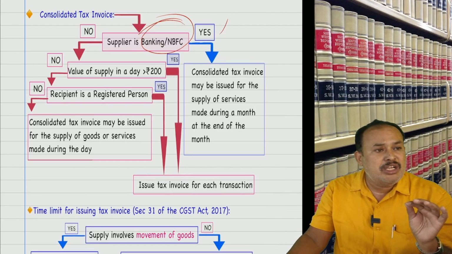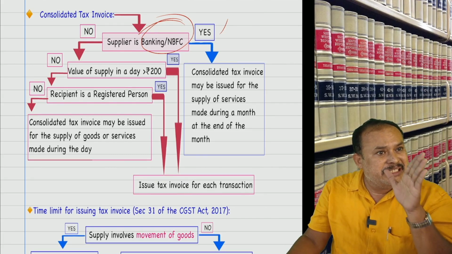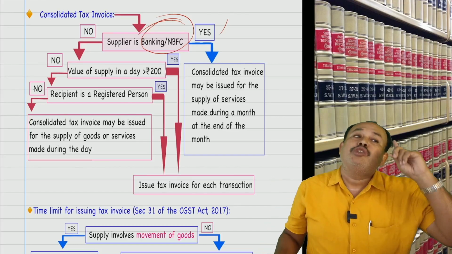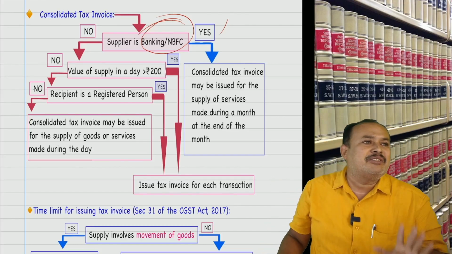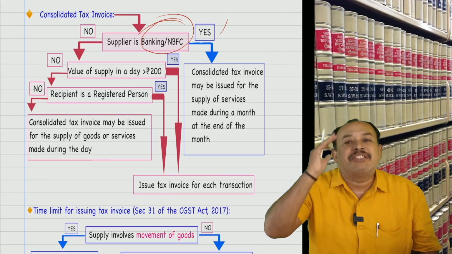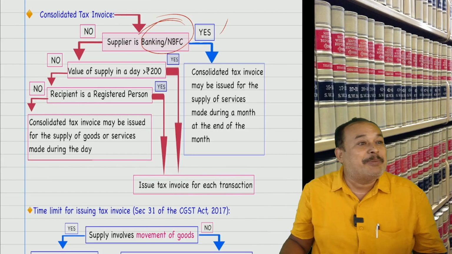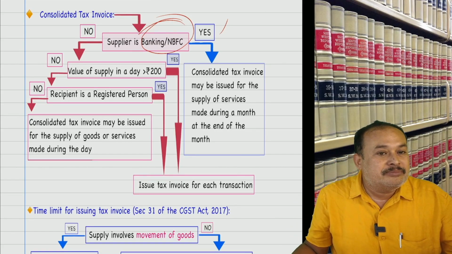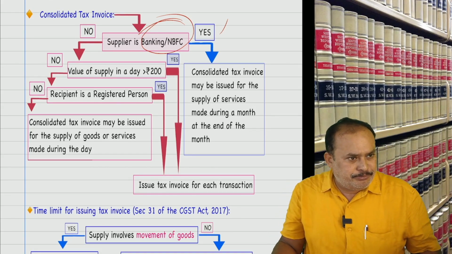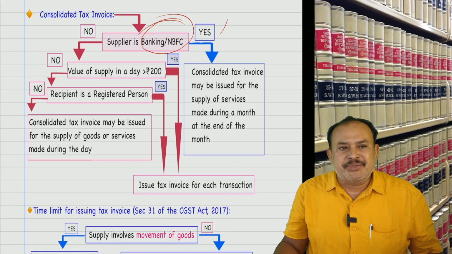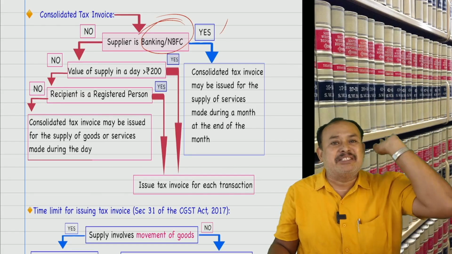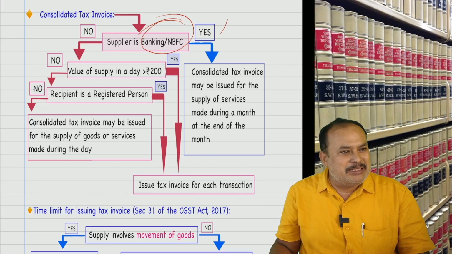Being a taxpayer, you must issue a separate tax invoice for each transaction. When, sir? When you supply to registered persons. Are you getting my point? B2B invoices, irrespective of the value, separate invoices for each transaction. You get my point, sir?